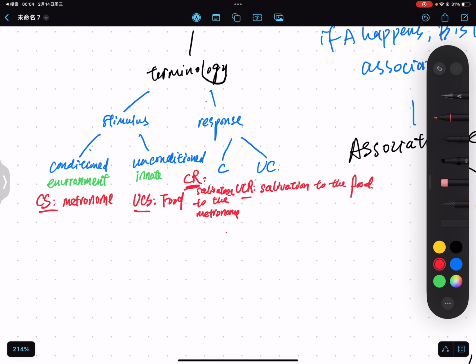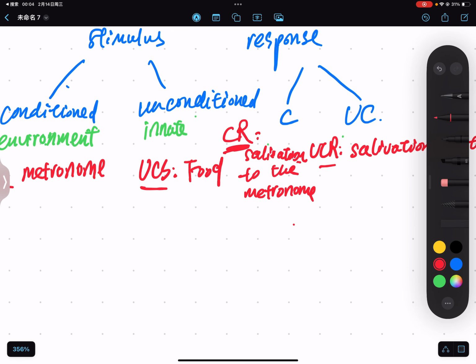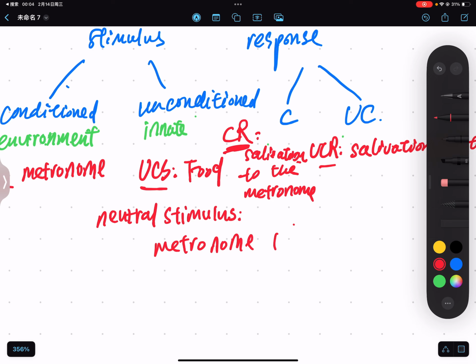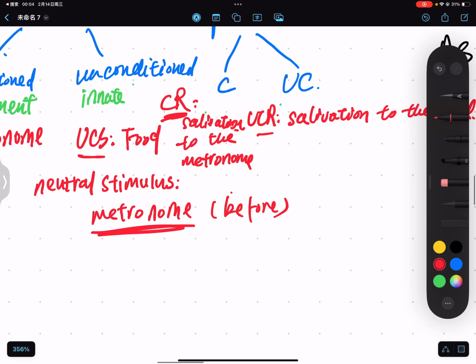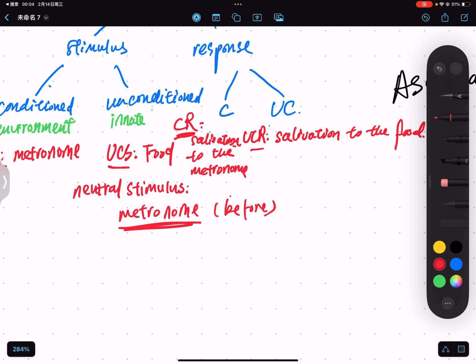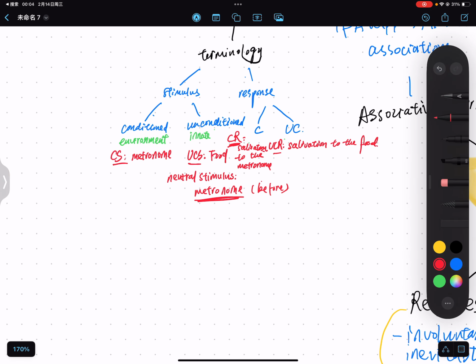And another thing is called the neutral stimulus. The neutral stimulus is the metronome before the classical conditioning. A neutral stimulus does not lead to any reliable response. So I will elaborate on the stages.